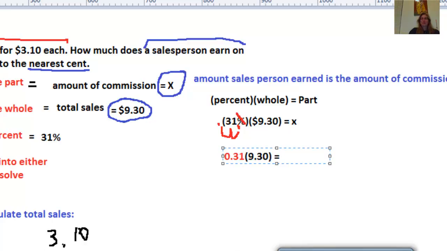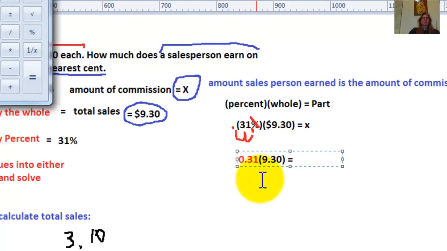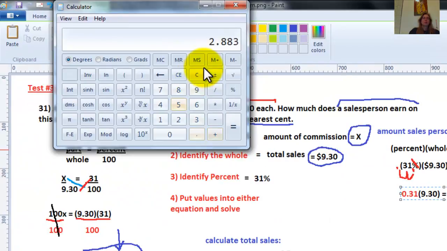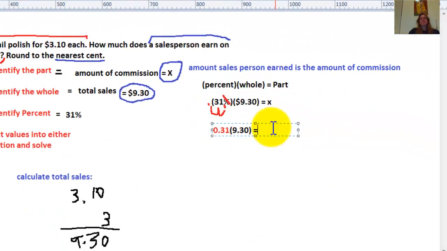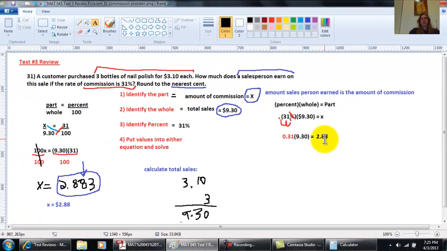So we have $9.30. Let's clear that. 9.3 times 0.31 will equal 2.883. We got the same answer, $2.88. And that's what's supposed to happen.